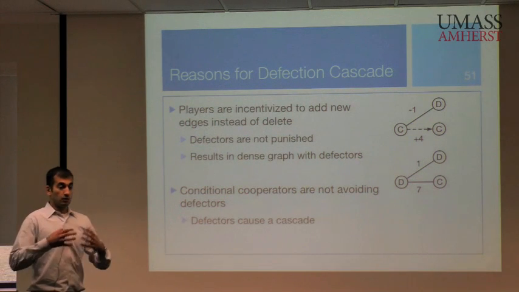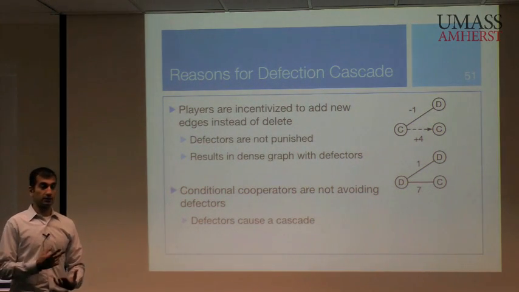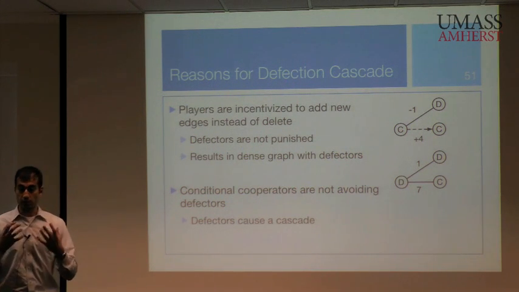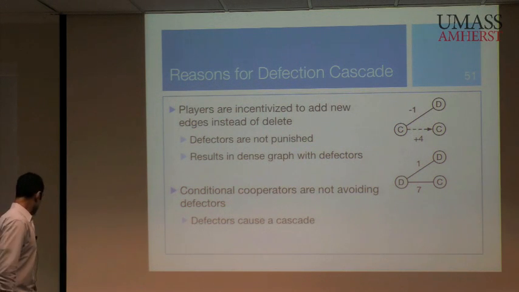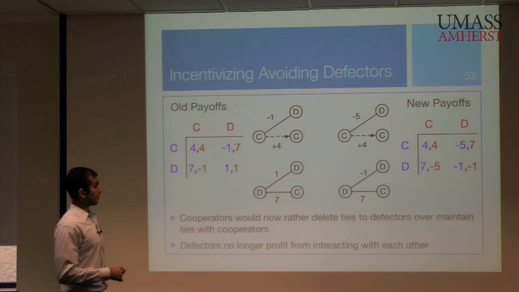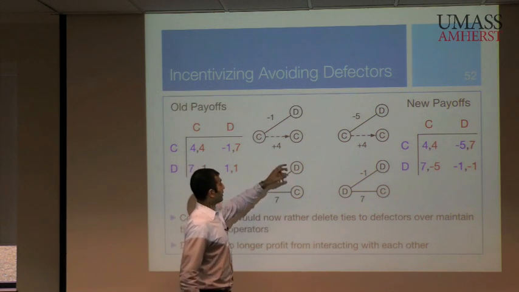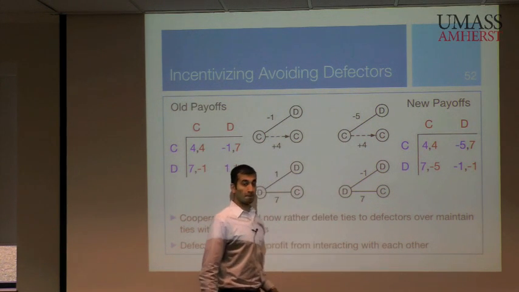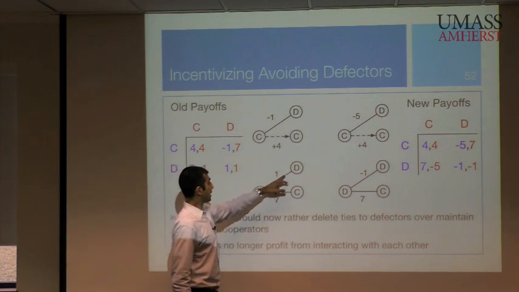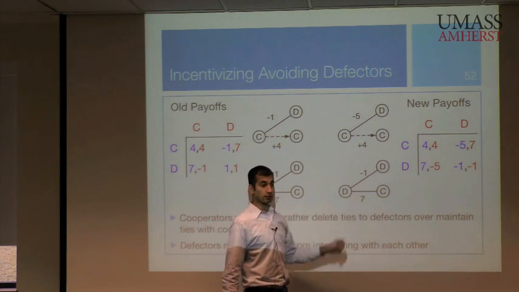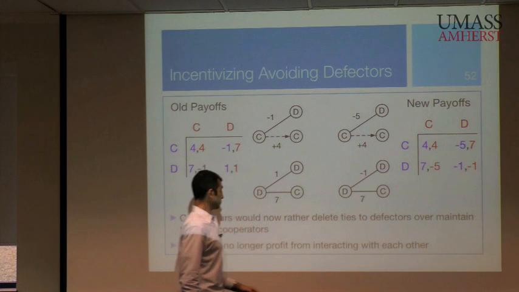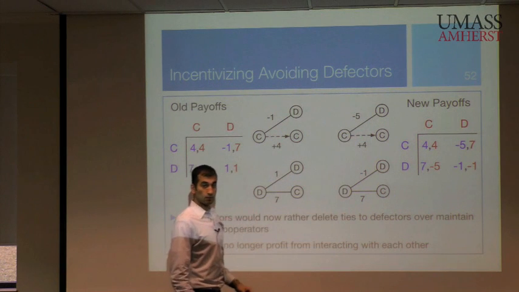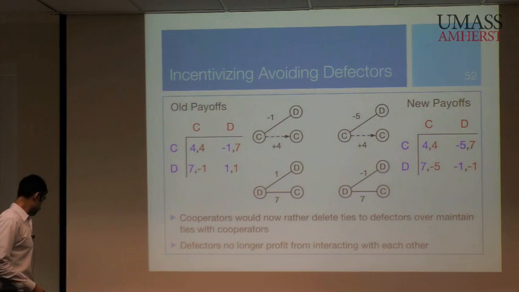So, like I said, the conditional cooperators were not cutting the links to the defectors. And that's what caused the Jensen effect. That's what caused the defection to spread. So that's exactly what we attack now. In this new round of experiments, instead of there being -1 to the cooperator if it's attached to a defector, we made it -5. Okay? Moreover, defectors used to get 1 for interacting with each other. Now they get -1. This is the new payoff matrix. Okay? So now, if you're a cooperator in this setting, you'd rather delete that edge. Now let's see how this changes things.